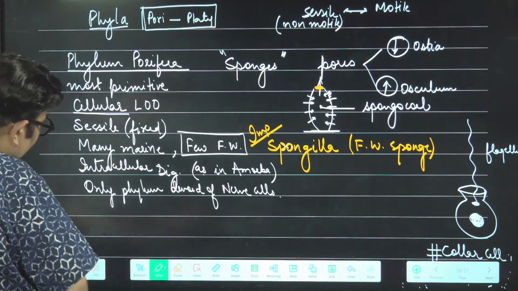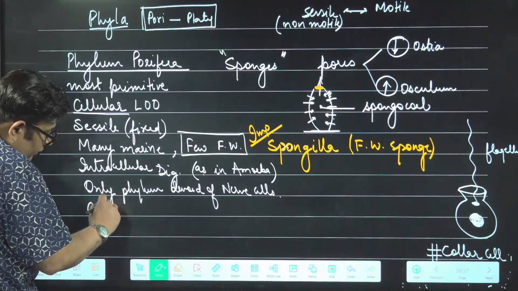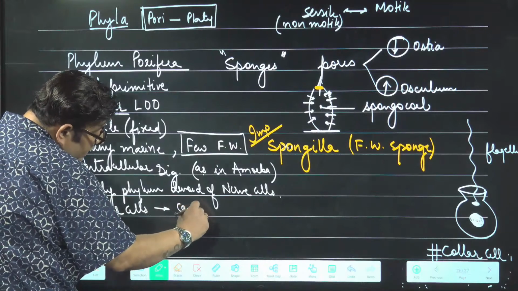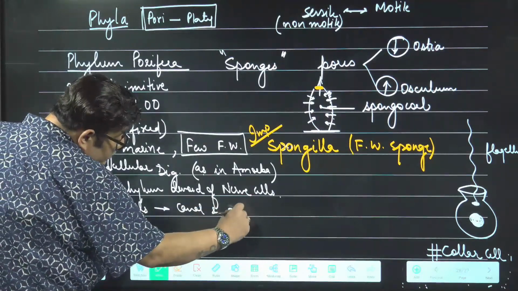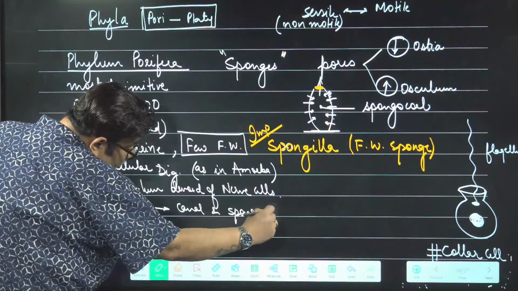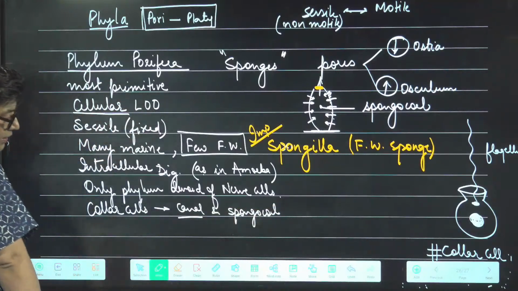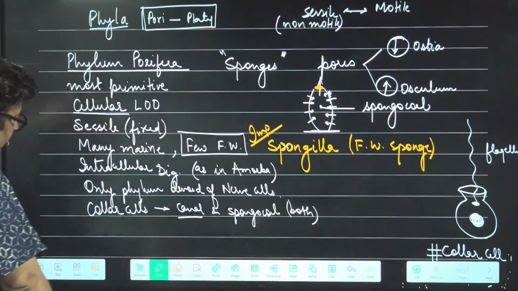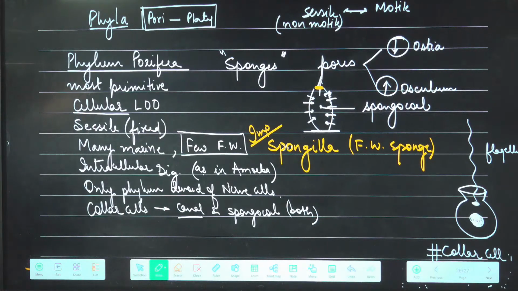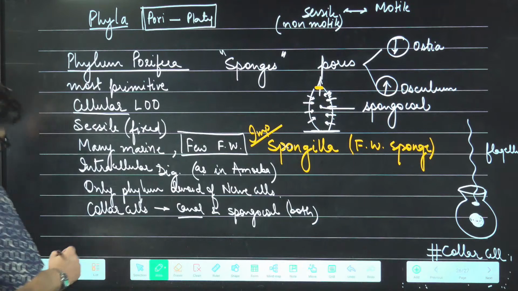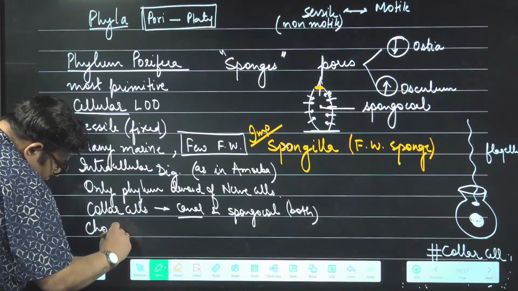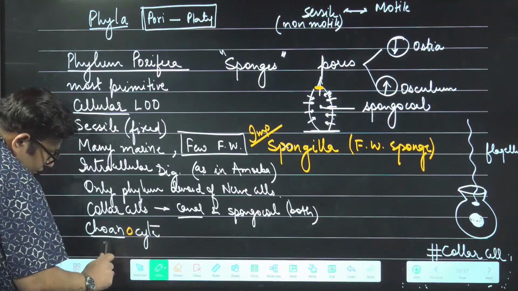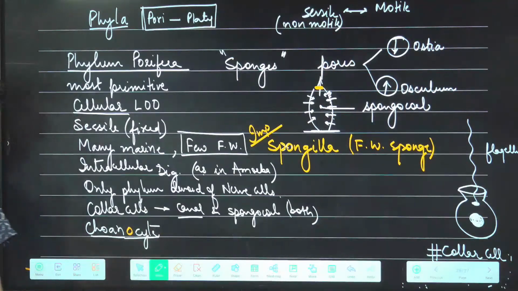And where do you find these collar cells? You can find these collar cells lining the canal, and also in the spongocoel. They are found in both canals and spongocoel. These collar cells are called choanocytes. Choano means collar, cyte means cell. O is the combining vowel. Okay? So, choanocytes.